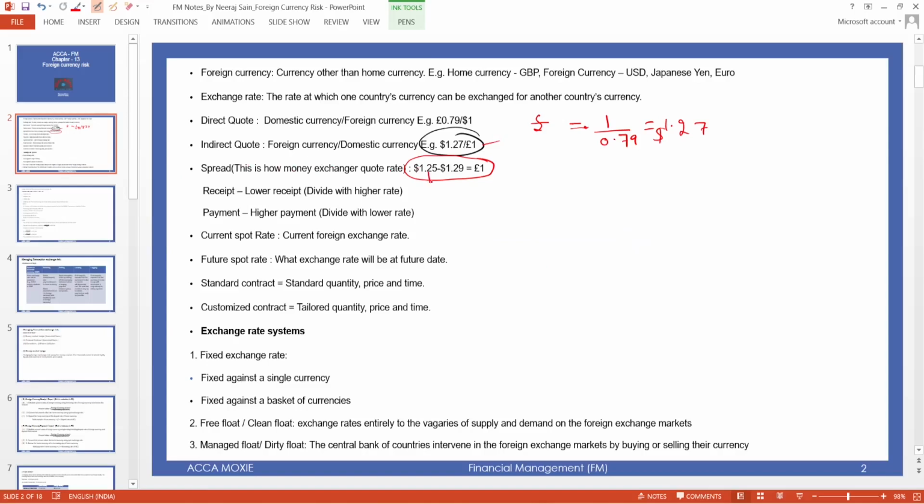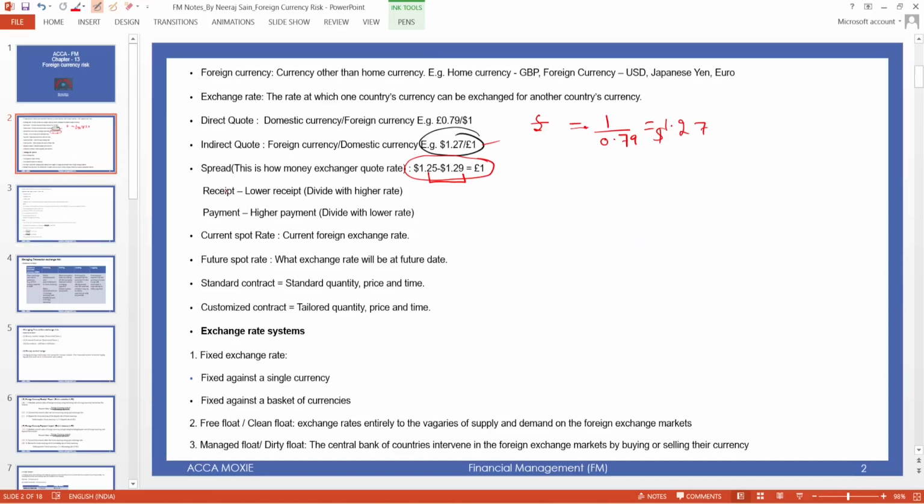So next is the spread. Spread is the difference between these rates. So these rates are the buying and selling rates of the money exchanger. Have you ever been to a money exchanger? They will quote you two rates: one is the buying rate and the second is the selling rate. So when you convert, which rate should you use? I will tell you in the next step.